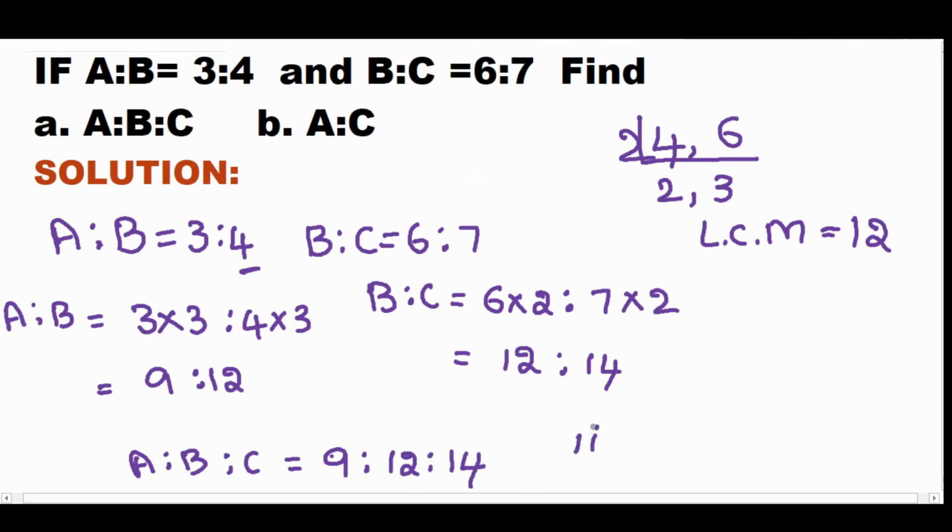Now the second one, I need to find A is to C. You can see what is A. A is 9 and C is 14. So A is to C is 9 is to 14.